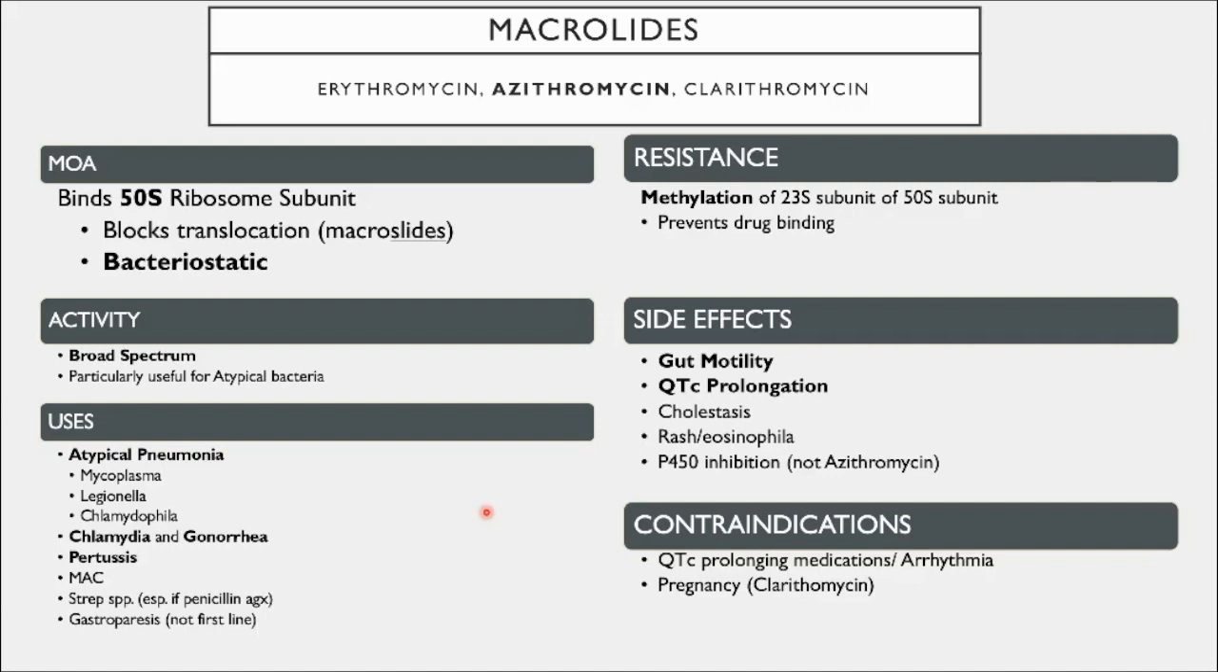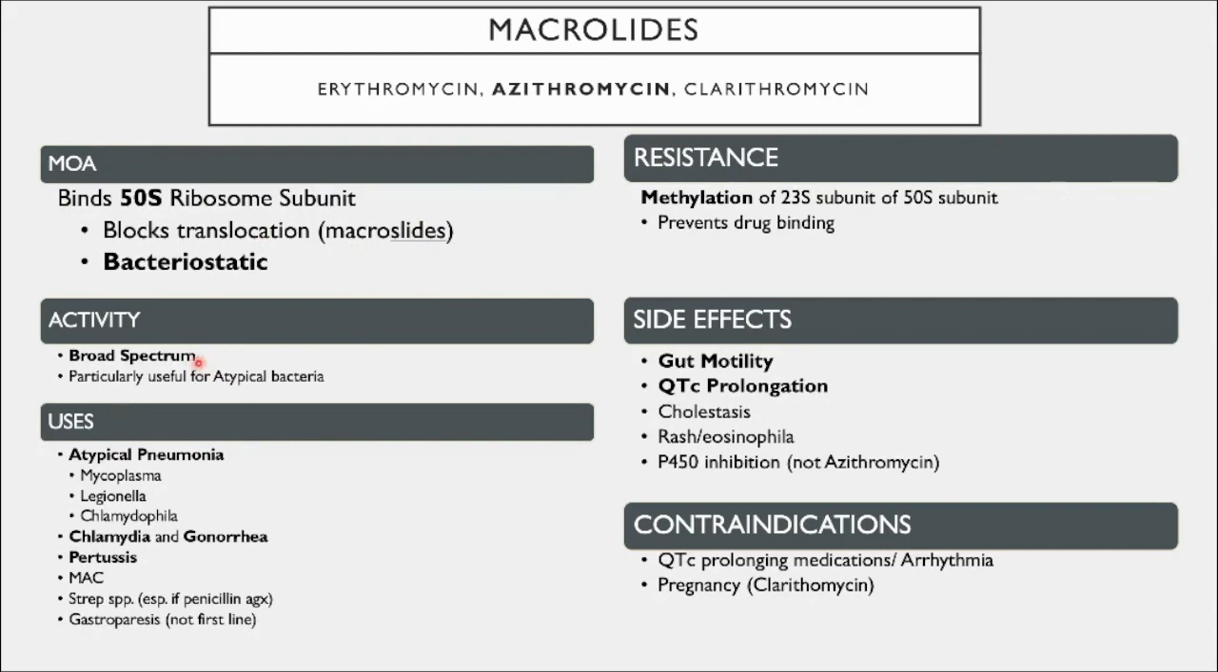Okay, macrolides are another really big group of medications. Erythromycin is kind of the prototype, but we only really use azithromycin. They bind the 50S subunit, and they are bacteriostatic. They block the actual movement of the ribosome. There is a mnemonic, macroslides. They block the sliding effect of the ribosome.